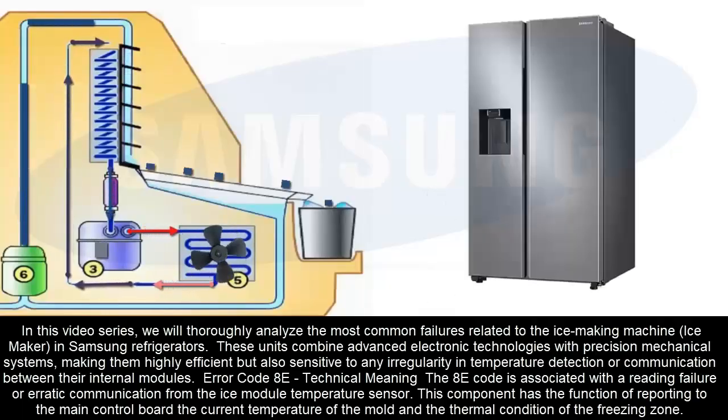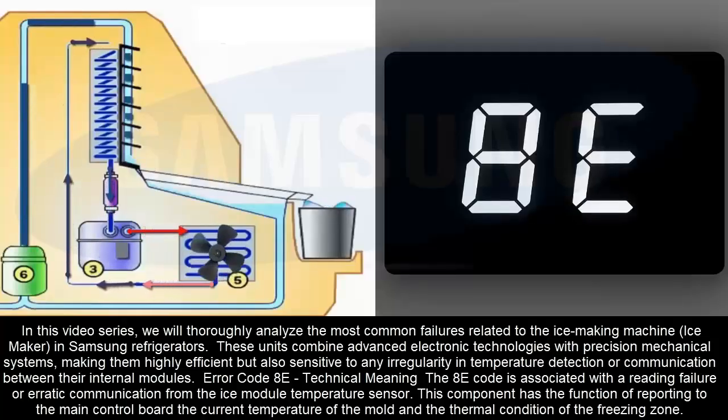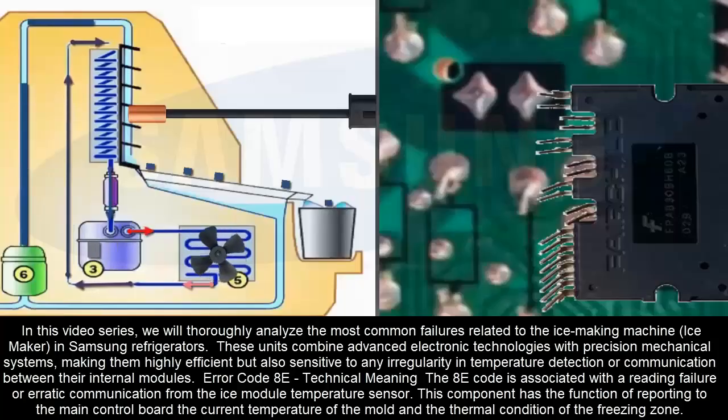Error code 8E, technical meaning. The 8E code is associated with a reading failure or erratic communication from the ice module temperature sensor. This component has the function of reporting to the main control board the current temperature of the mold and the thermal condition of the freezing zone.